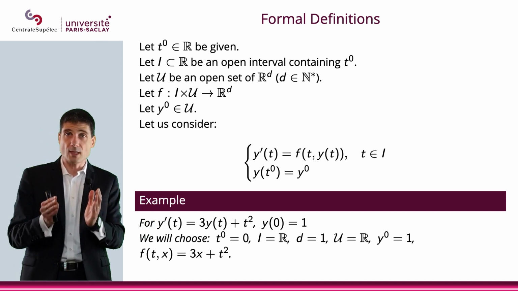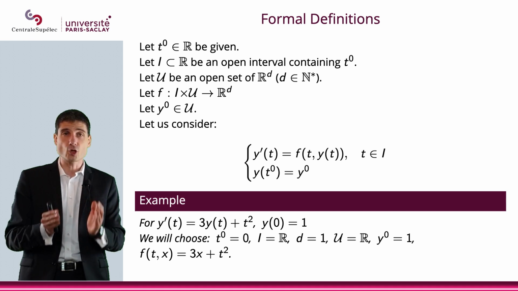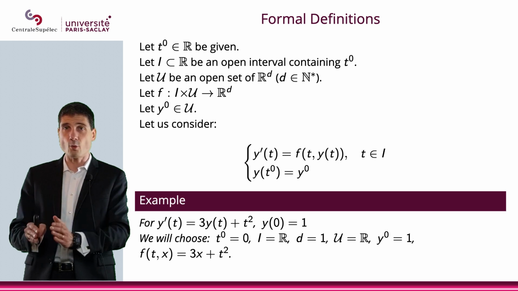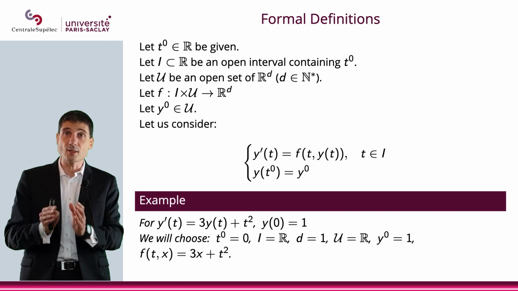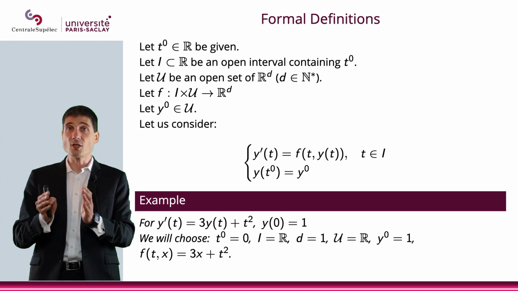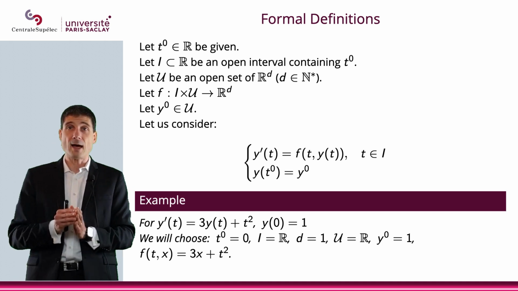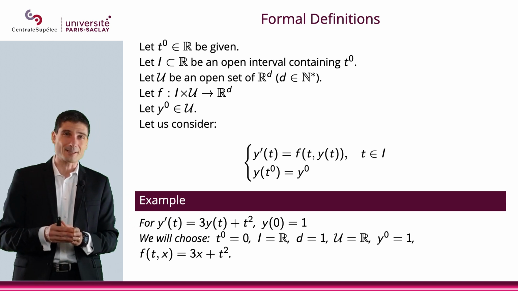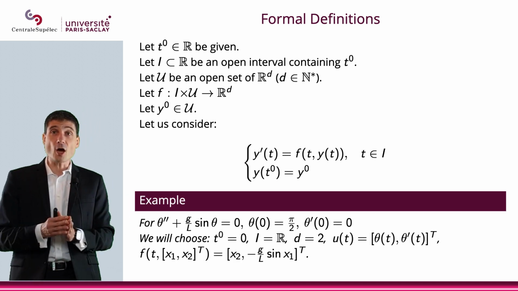Well, what you have to do is choose f of t, x equals 3x plus t squared. Now, if it is not clear to you why that is the f we need to choose, then I suggest you stop the video and work out how this works, and then you reconvene with us. Let me give you another example.